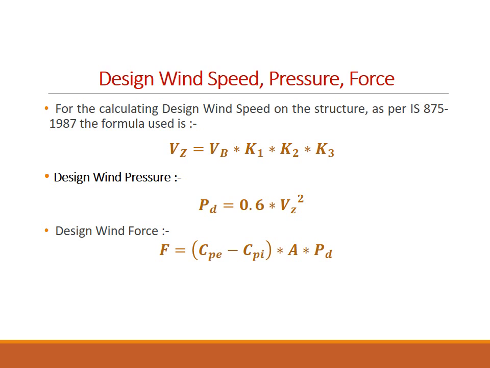A is a sloping area, not a plan area. Whatever the triangular part is, that is the area on which the wind will strike. That area is considered in the calculation, and PD is the design wind pressure, and whatever value we get here is obviously in Newton per meter square.